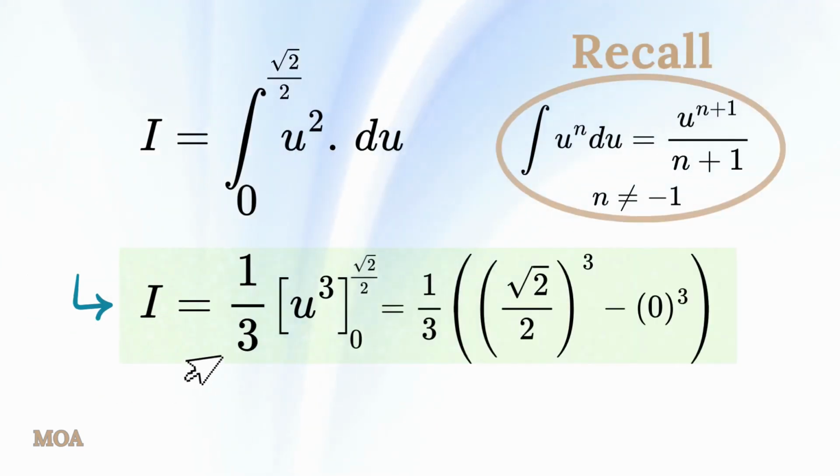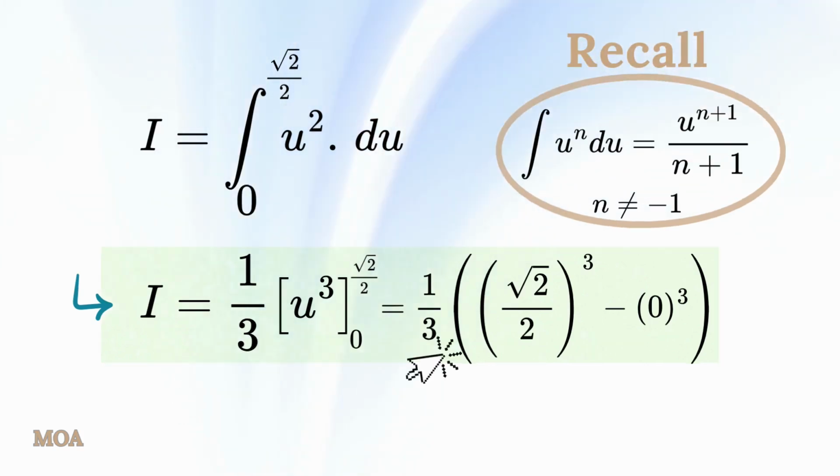What is next? Well, since the antiderivative of u squared is given by 1/3 times u raised to the power of 3, this implies that the previous integral equals 1/3 times u cubed, evaluated from 0 to the square root of 2 over 2. This leads to 1/3 times the square root of 2 over 2, all raised to the power of 3, minus 0 raised to the power of 3.